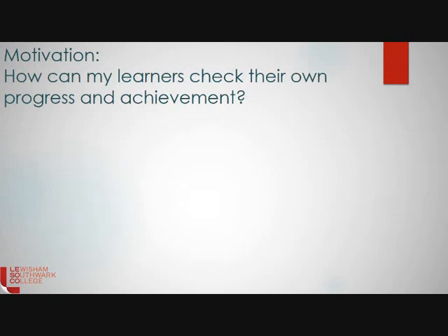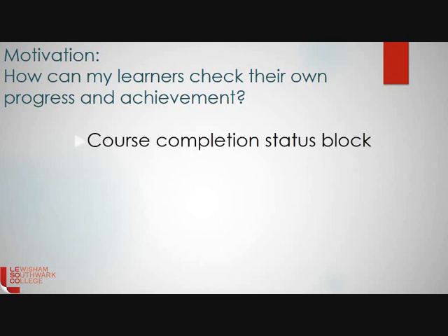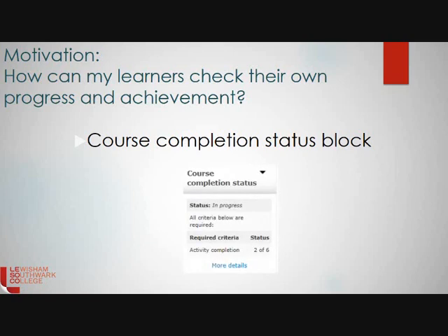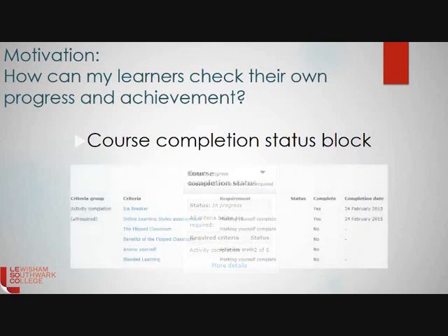Your students will want to know how they're progressing and which activities they've done and how many they still have to do. One tool that you can use to do this is the course completion status block. You can choose which activities you want to report on. The student can then see whether they've completed an activity and the date on which it was completed.